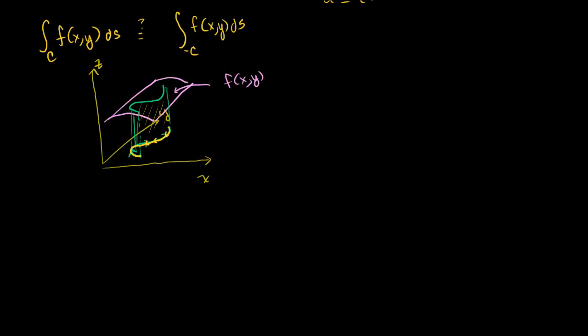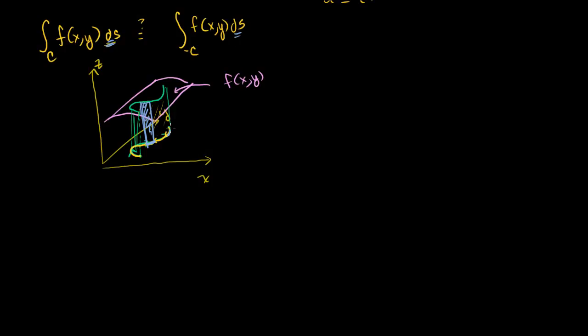In this case, let me just make it very clear. I'm taking a ds, a little change in distance. Let me do it in a different color. A little change in distance. And I'm multiplying it by the height to find kind of a differential of the area. And then I'm going to add a bunch of these together to get the whole area. Here I'm doing the same thing. I'm taking a little ds. And remember, the ds is always going to be positive, the way we've parameterized it.